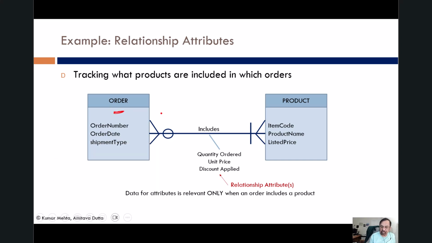So my natural inclination would be to take the primary key of order and make it the foreign key of product, take the primary key of product and make it the foreign key of order. So whatever we did for the one-to-many relationship, just do it twice. Do it from order to product, do it from product to order. So you would take order number and put it here. You would take item code for the product and put it over here. But that won't work.